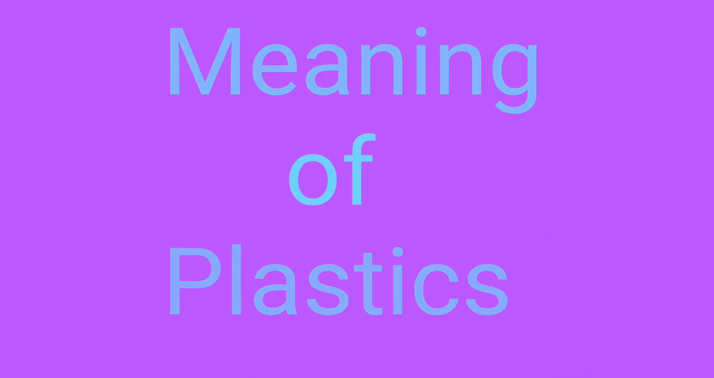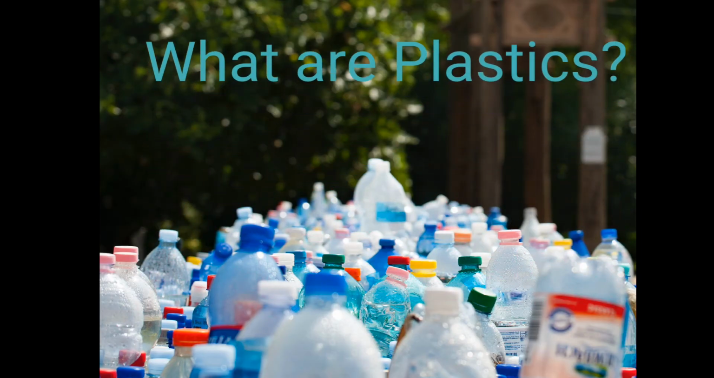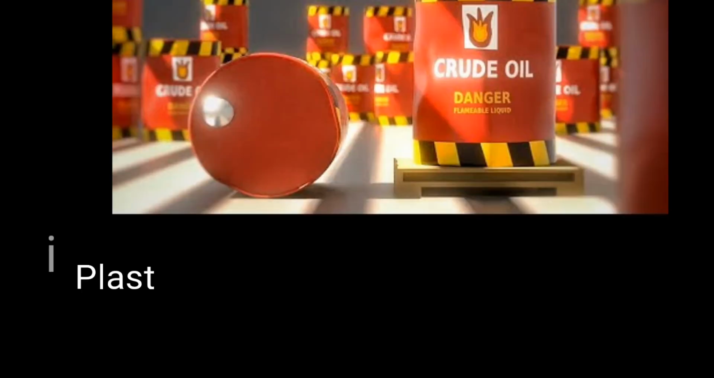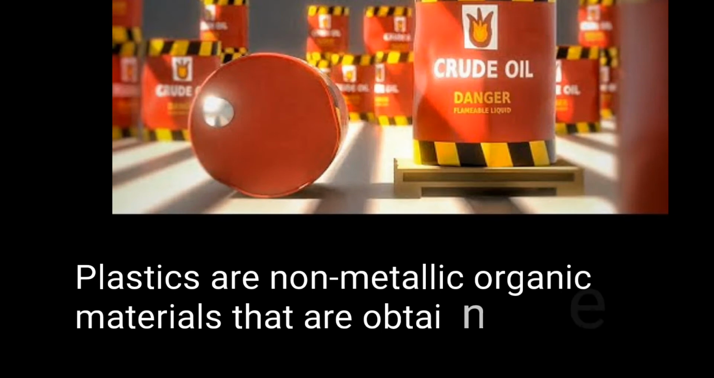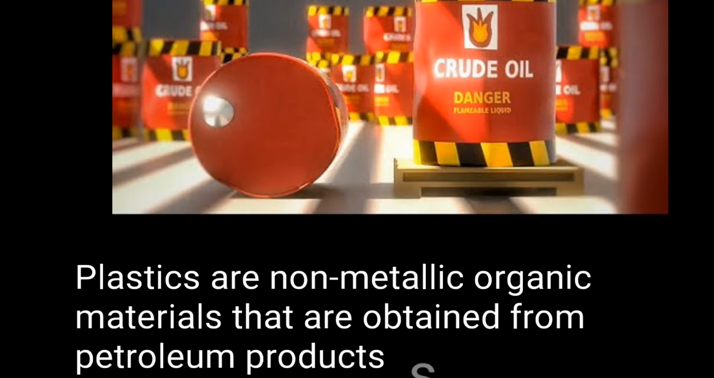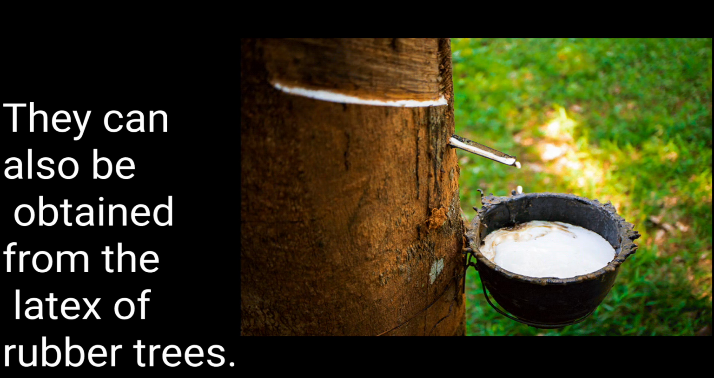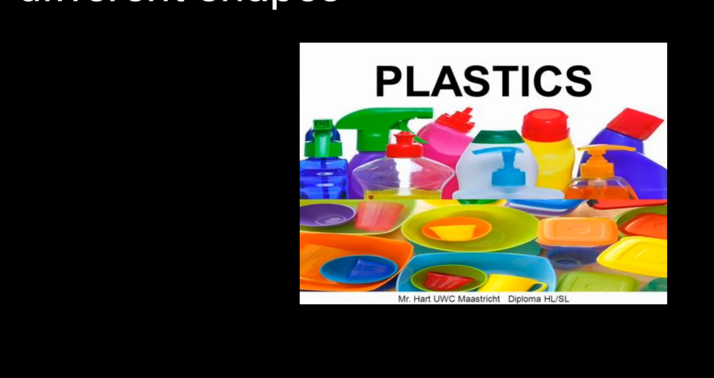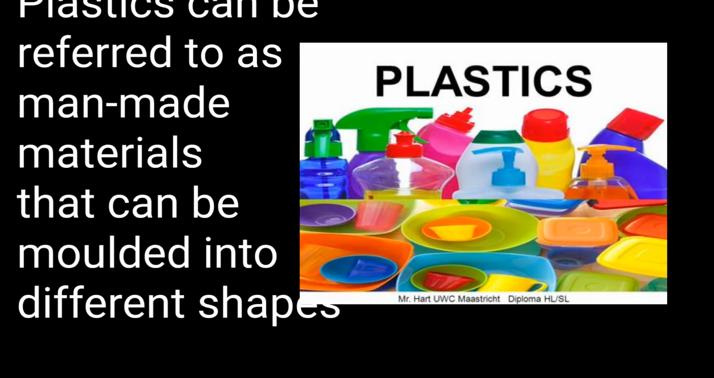Let us begin by looking at the meaning of the term plastics. What are plastics? Plastics are non-metallic organic materials made from petroleum products such as crude oil or from the latex of rubber trees. They are man-made materials that can be molded or shaped into any desired shape.